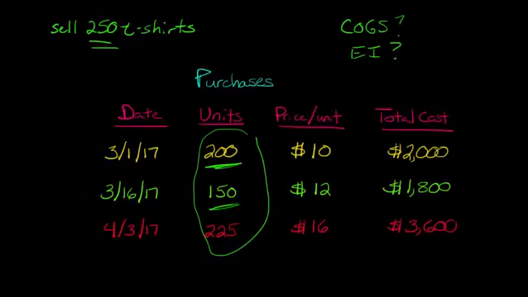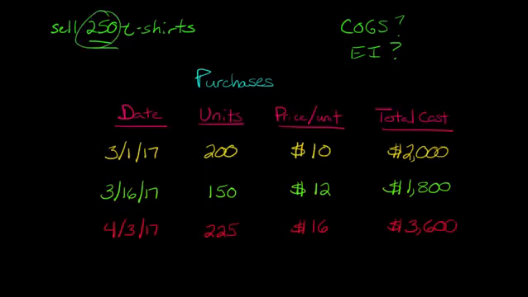So you have to say, okay, I've sold 250 shirts, but I've purchased a lot more than 250. So which 250 did I sell? Because I bought them at different prices. The ones that I bought on March 1st, I bought 200 t-shirts for $10 each. And then on March 16th, I bought 150 shirts for $12.